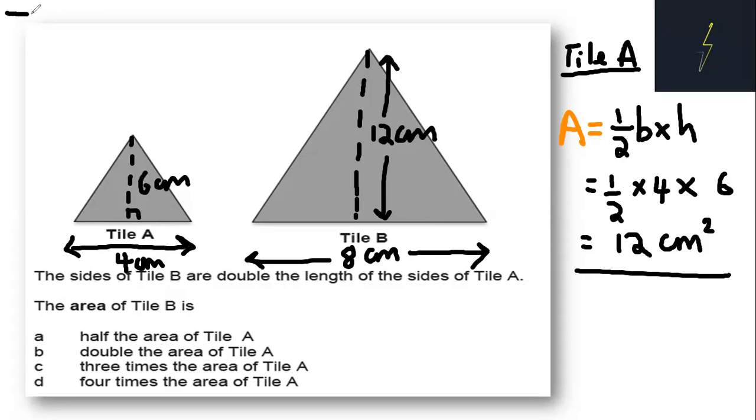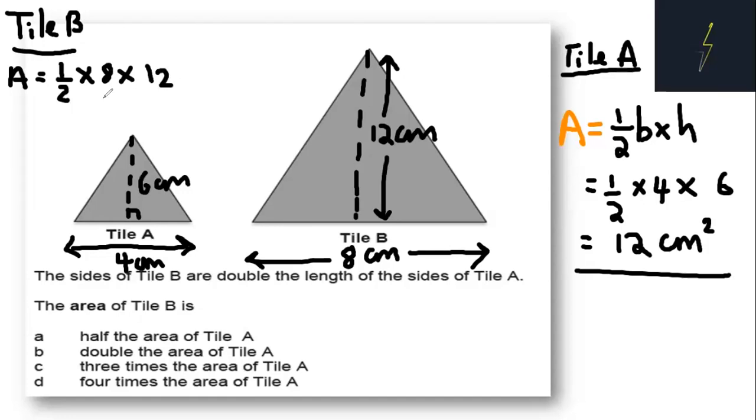Let's go with tile B. The area for tile B would be a half the base, and the base for tile B is 8, and the perpendicular height is now 12. So what's half times 8 times 12? 48.